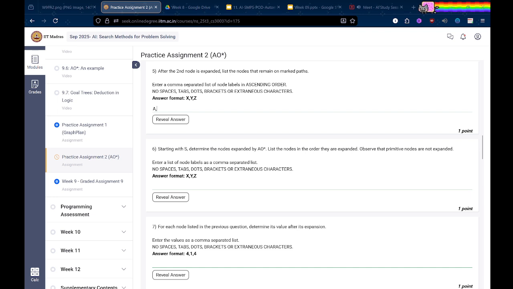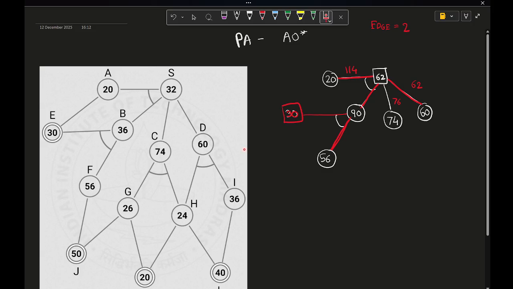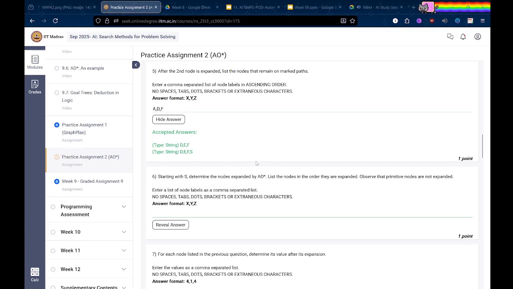Hopefully. Otherwise it would be confusing. D, E, and F. D, E, and F. Why not A? Because you already went ahead, not to E. So it should not be there, I think. No, we never even expanded this. Oh, okay. After the second node is expanded, list the nodes that remain on marked paths.